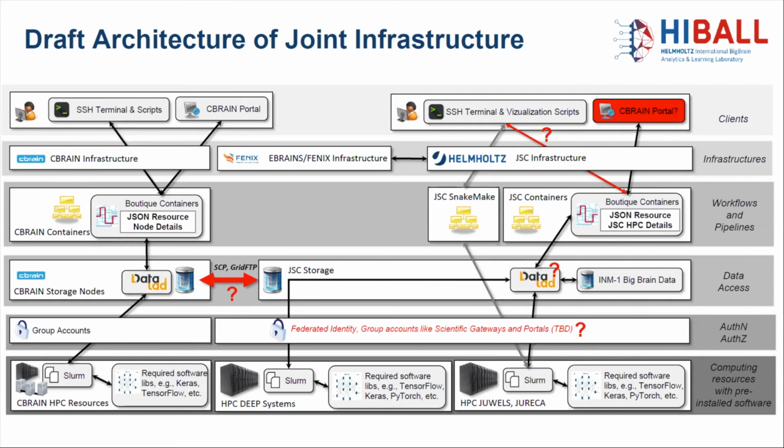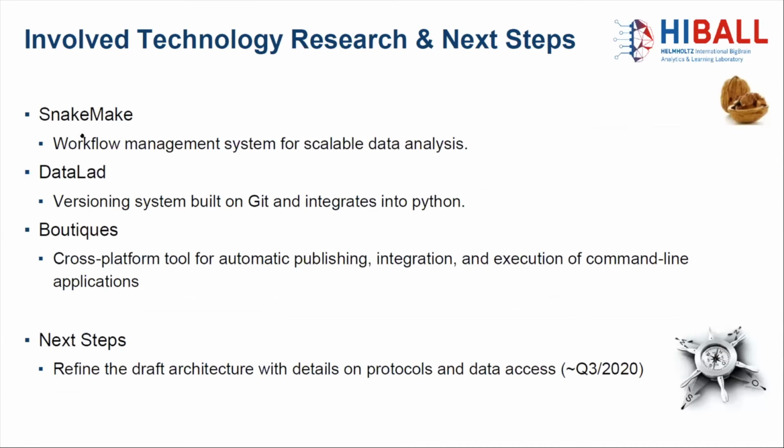The tools that we're going to use for all of these processes are presented here. We're going to use Snakemake, which is a workflow management system for scalable data analysis; DataLad, which is a versioning system built on git-annex, and it also integrates into Python; and Boutiques, which is a cross-platform tool for automatic publishing, integration, and execution of command line applications. After all of this is done, the next step is to refine the draft architecture and then start working on data access protocols for all parties involved.